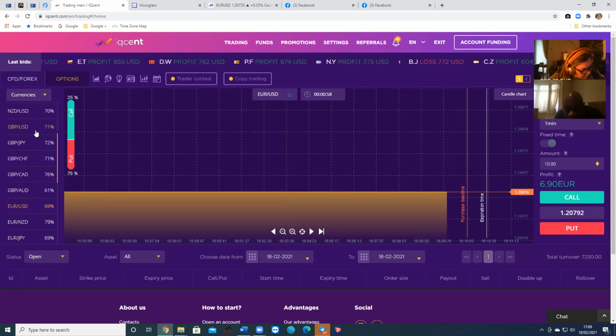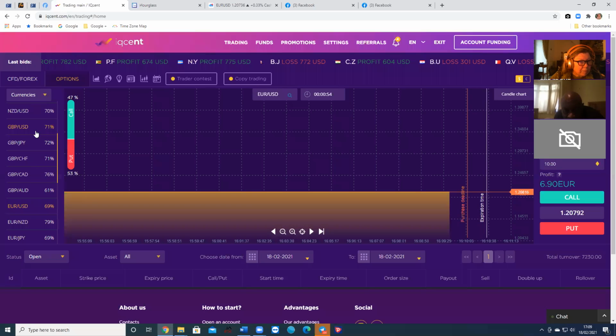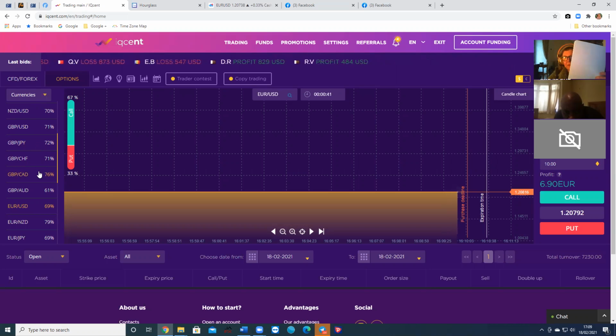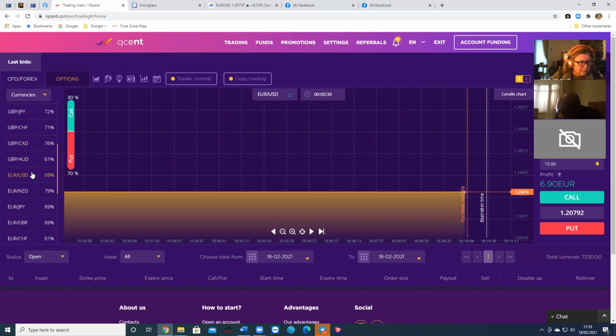GBP USD 71, generally probably buying the GBP against the USD. GBP JPY the same, 72%. So I've put an up arrow. I always have a day book, always have done in all my years. I put a date on it, what I'm doing, and write notes on it, and then I can glance down at that. It's just habit. I've always done that. I find it very helpful to write things down.